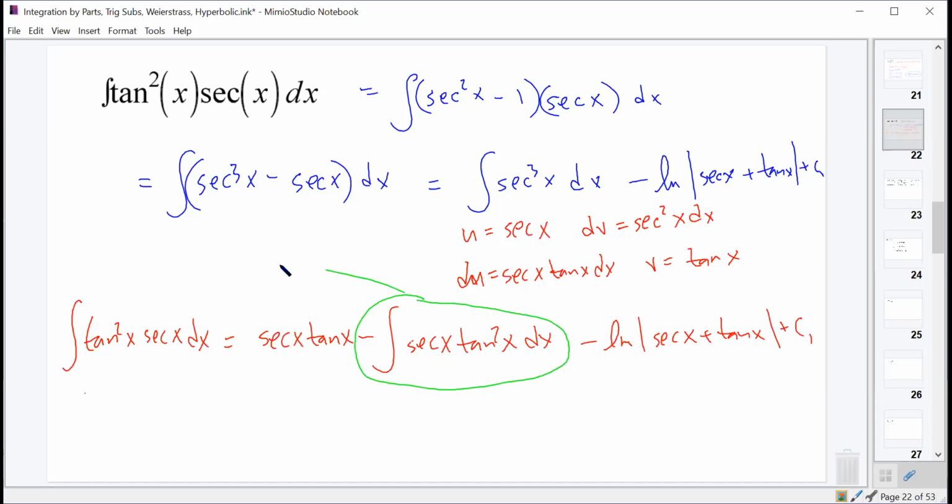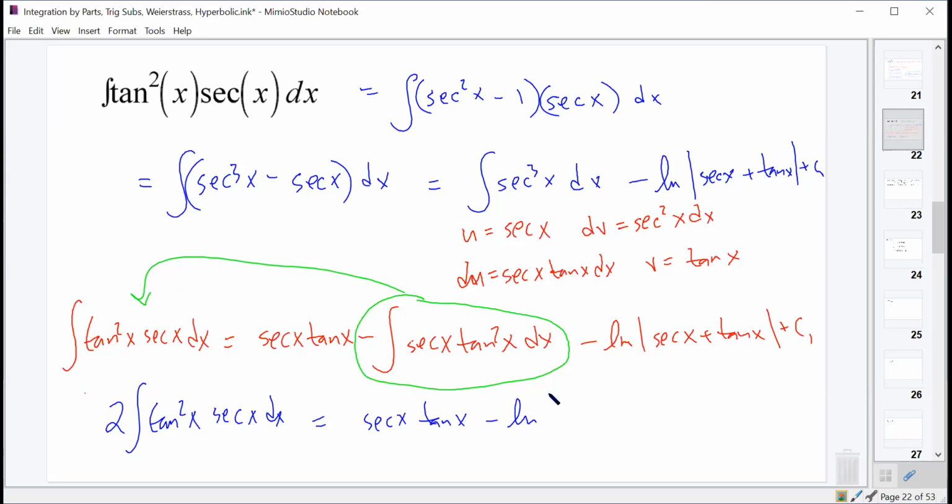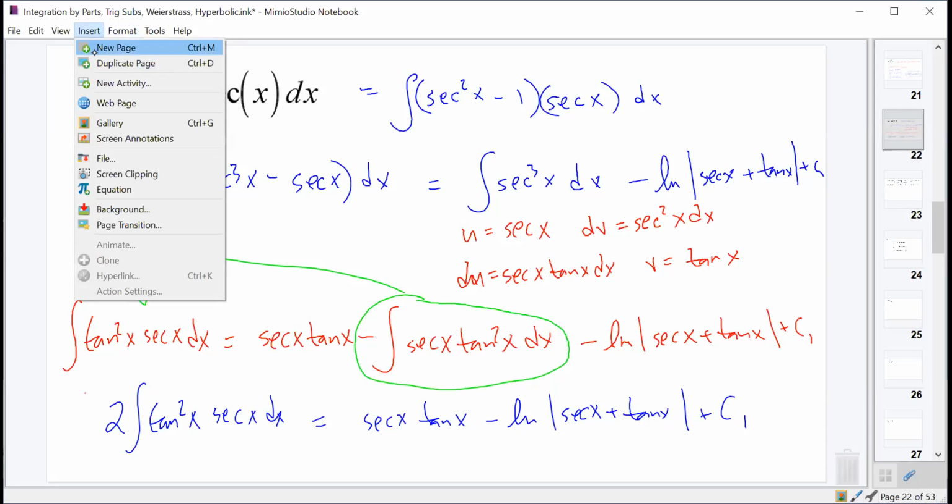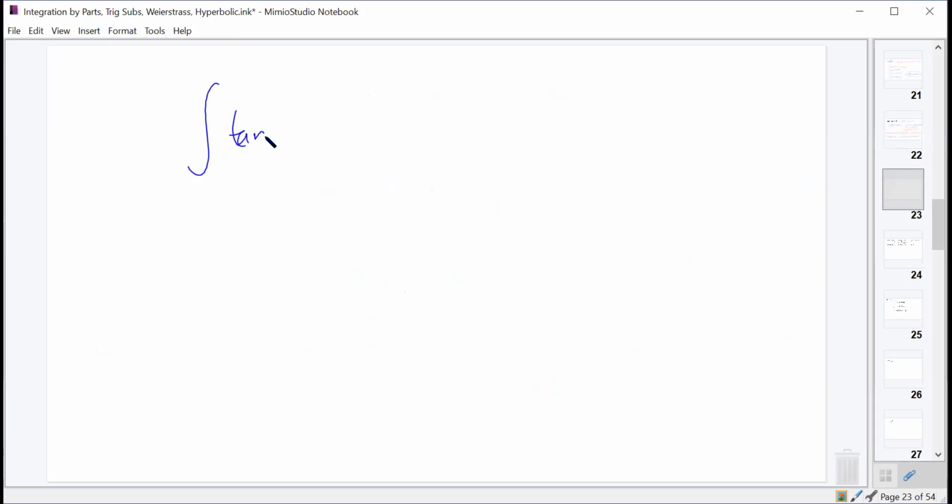Set it equal to the original. Yeah, set that over there equal to the original. So that should give us two integrals of tangent squared x secant x dx is equal to secant x tangent x minus natural log absolute value secant x plus tangent x plus some constant, or that the integral of tangent squared x secant x dx should be all of that over 2.